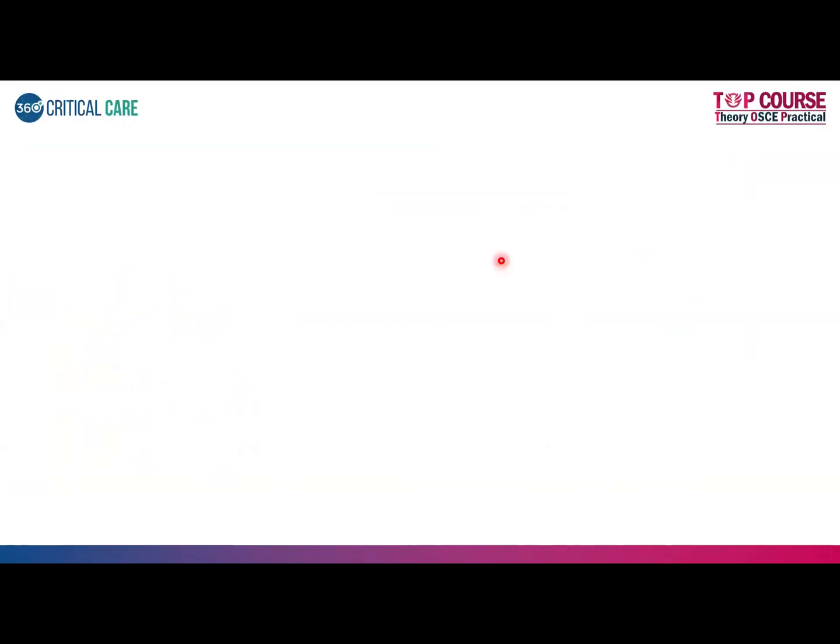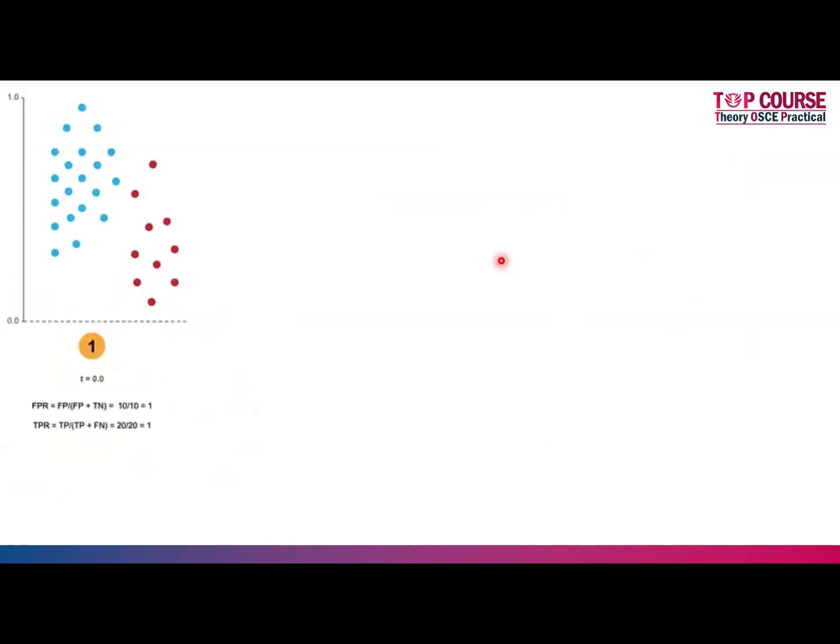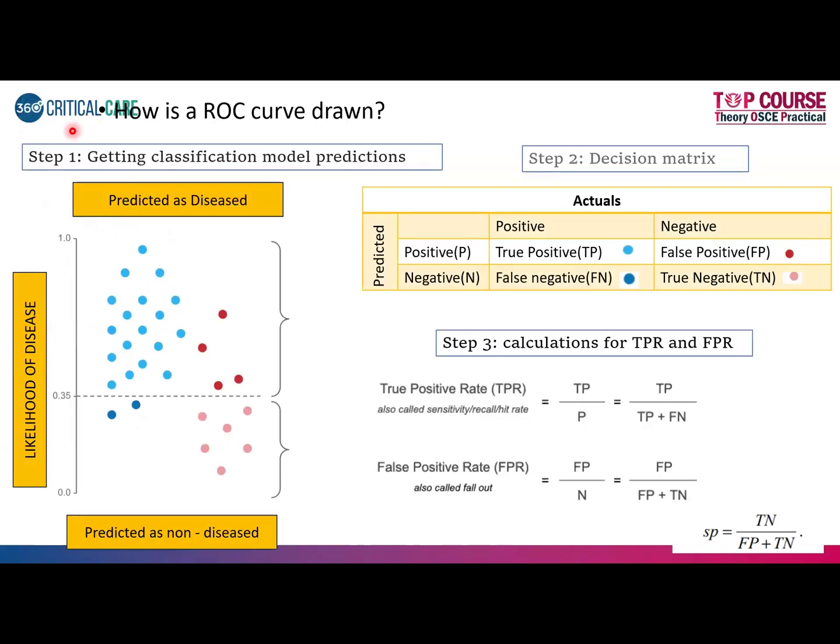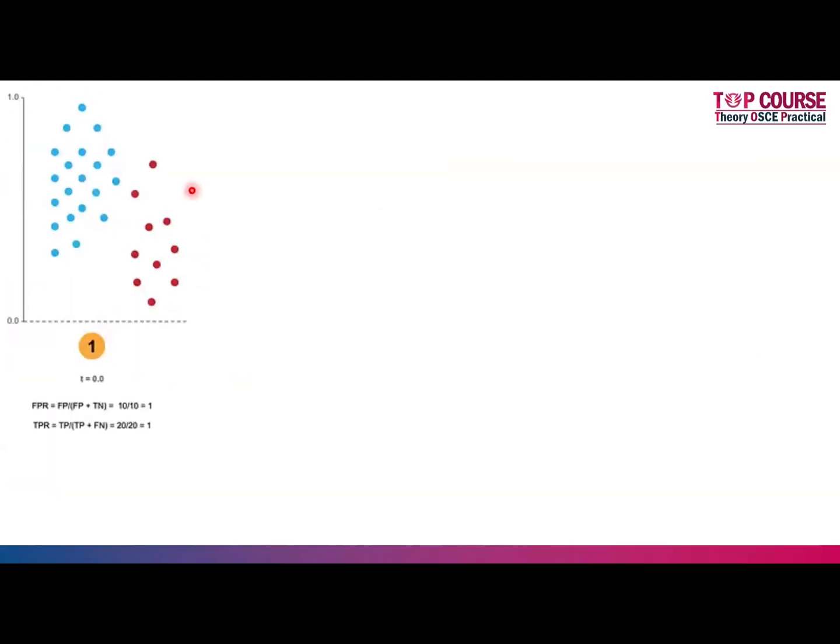Suppose we plot the same thing with different cutoffs. Here we have the cutoff as 0. If we have taken the cutoff as 0, all the patients are true positive. Well, all the patients are diseased basically, right? All the patients are diseased. So if we have taken this as the cutoff, all the patients are diseased.